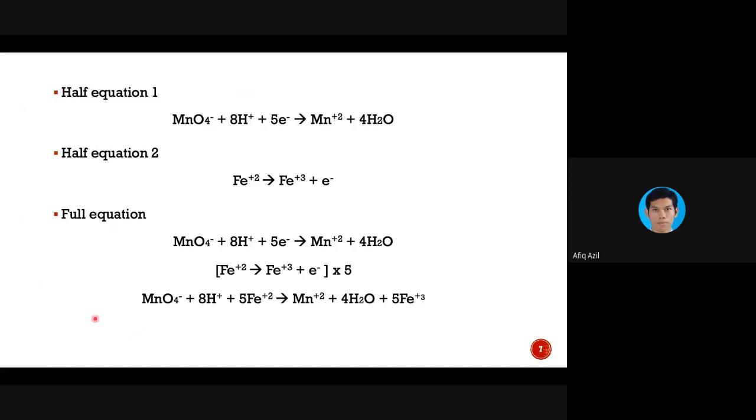Okay, another example of half equation. This one involves the manganate ion. From here, it is not written what the oxidation number for Mn is, so you have to calculate first. The calculation, if you want to find out the oxidation number of Mn, is more like algebra.